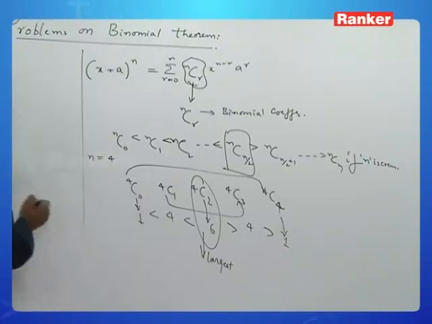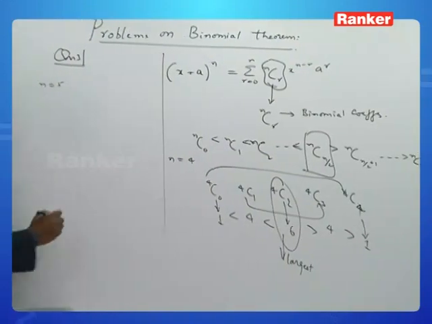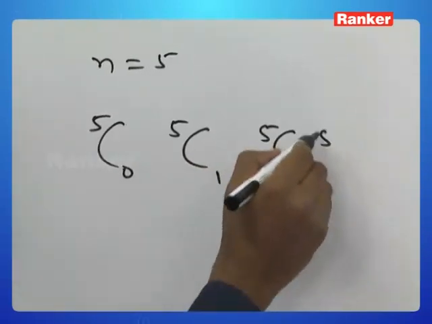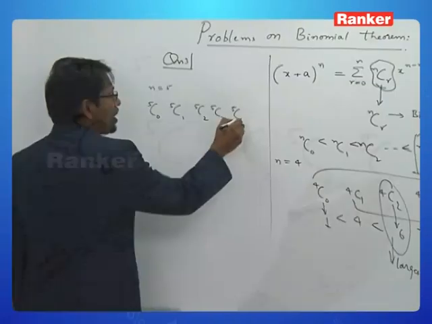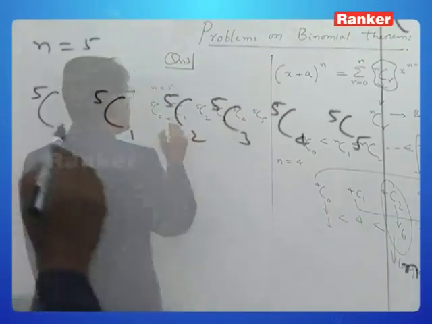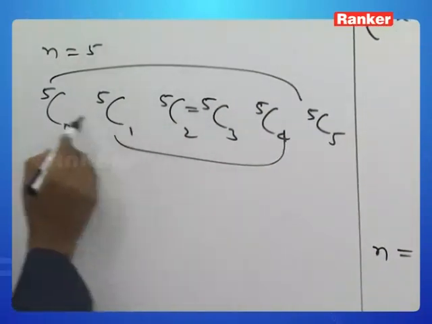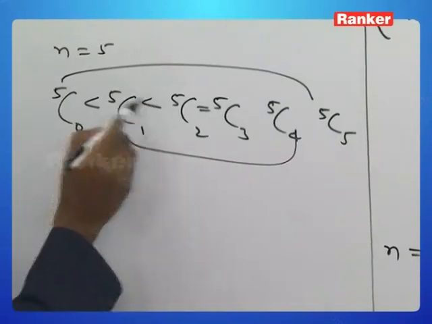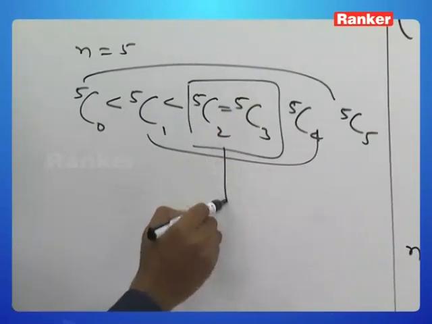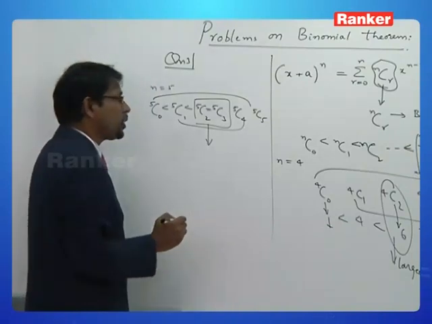What if n is odd? Let's see here. Suppose n is 5. 5C0, 5C1, 5C2, 5C3. Look at this binomial coefficient. 5C4, 5C5. We know that nCr is equal to nC n minus r. So these two are same, these two are same, and these two are same. We have 5C0 less than 5C1, that is less than 5C2, and these two are equal. So we have two binomial coefficients which are maximum, greatest binomial coefficients here.